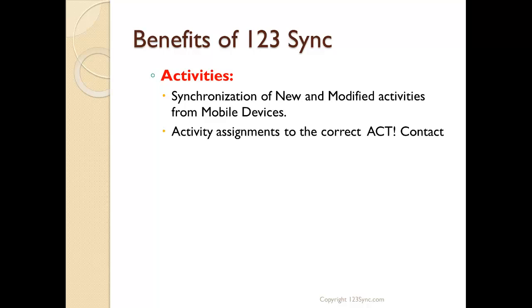Activity assignments get assigned to the correct contact. So if you do an email invitation to John and John then exists in ACT, it will actually be assigned to John in ACT.